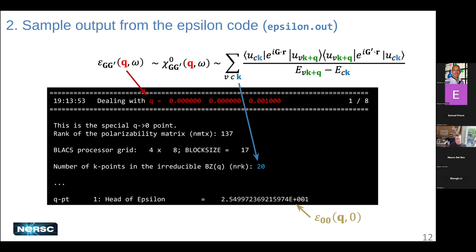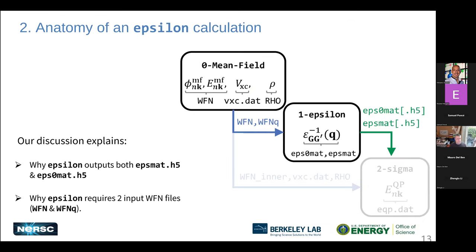of the matrix. And so if this is your Q equals zero point, what this refers to is essentially the dielectric constant. What we call the head of the matrix, or the zero zero component of the matrix, refers to that kind of macroscopic dielectric constant for the Q equals zero point.